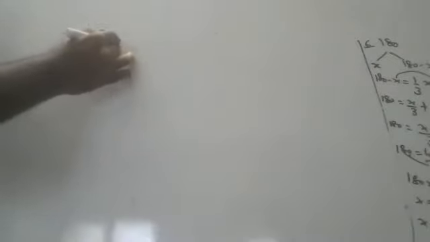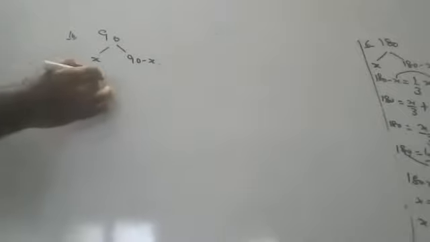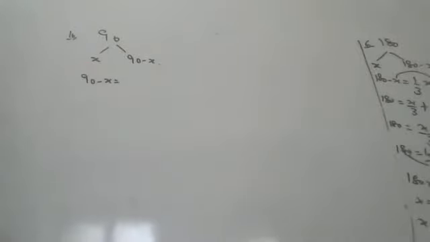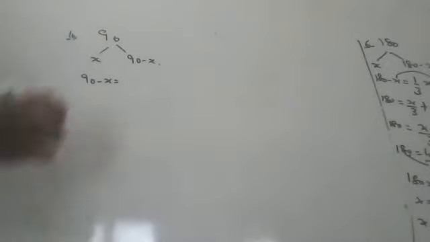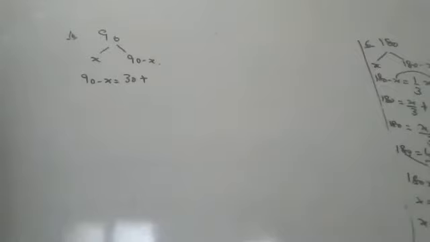10th sum. If an angle is 30 more than one half of its complement. Complement means what, children? One angle is x, the other one is 90 minus x. So 90 minus x is equal to 30 plus half into x. 30 more than means plus, children.